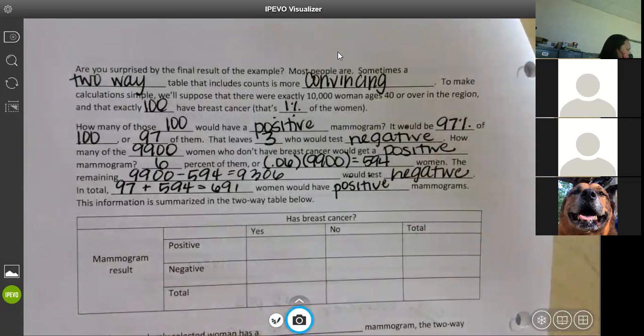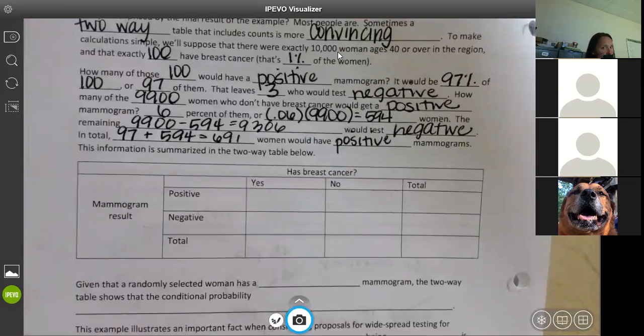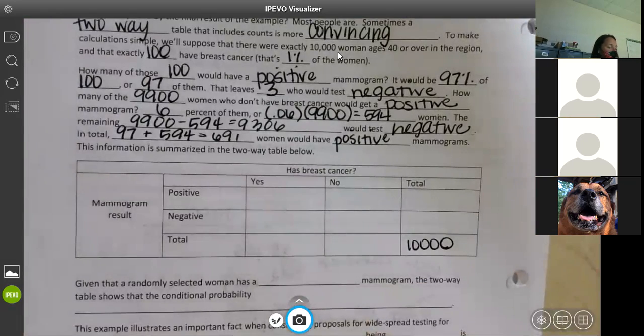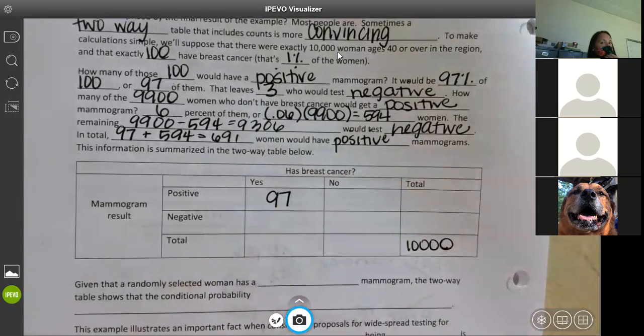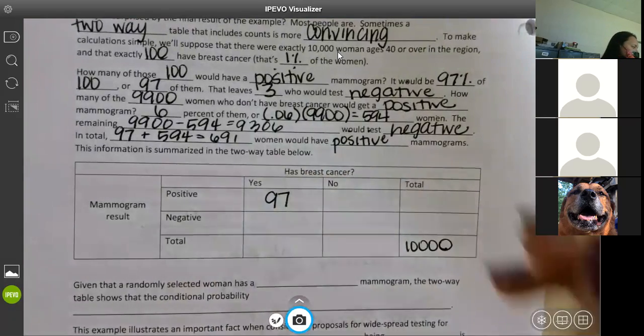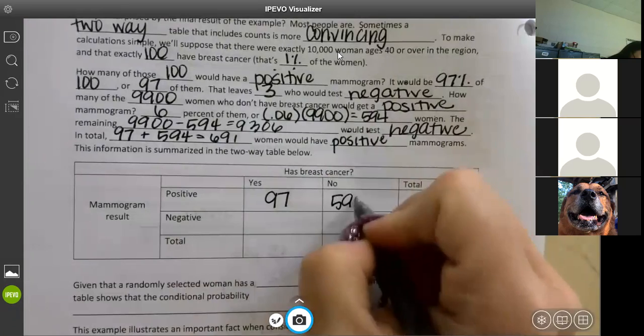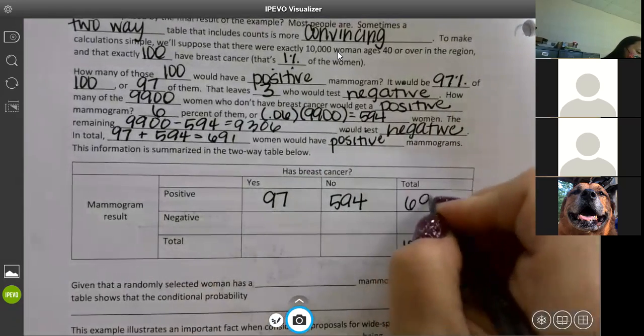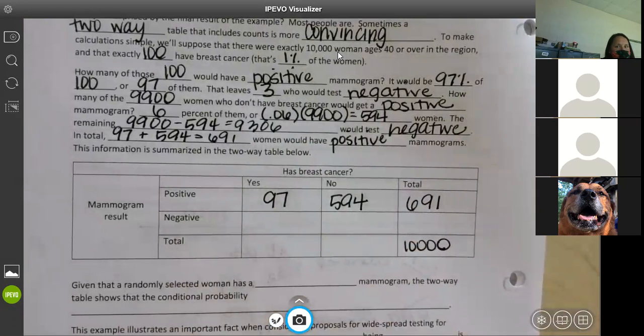All right, so 691 would have a positive mammogram. Summarized in the chart, if you had 10,000 women, 97 would actually have breast cancer with a positive mammogram result. 594 would not have cancer but have a positive mammogram result. That's where your total 691 comes from.